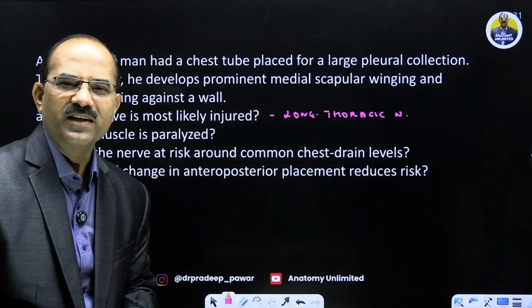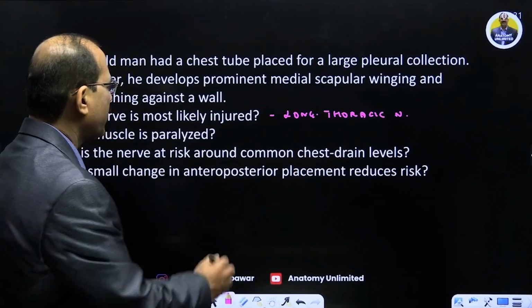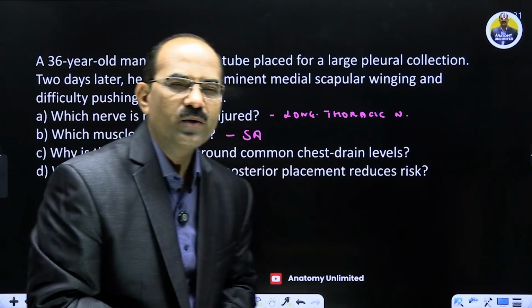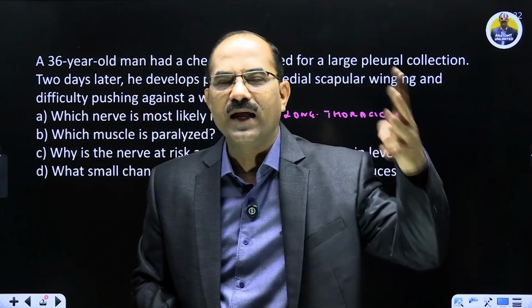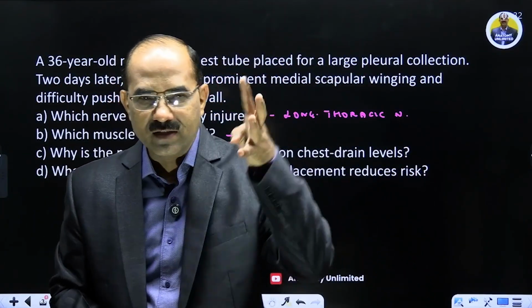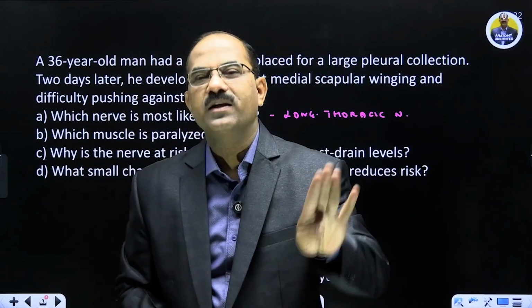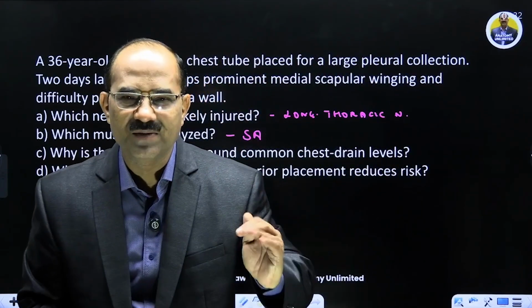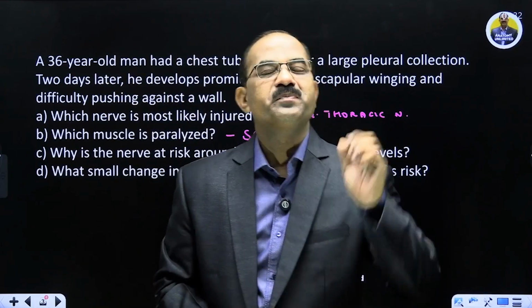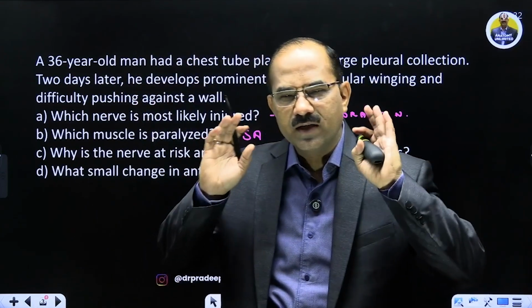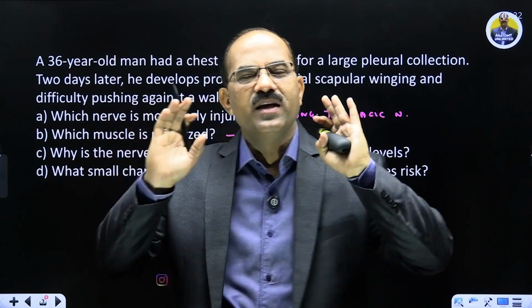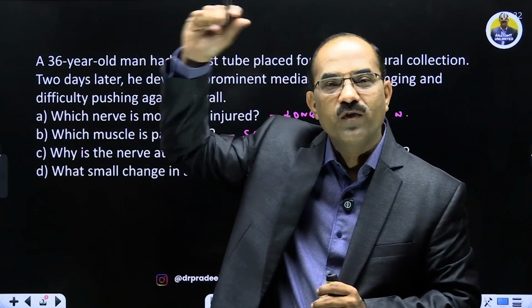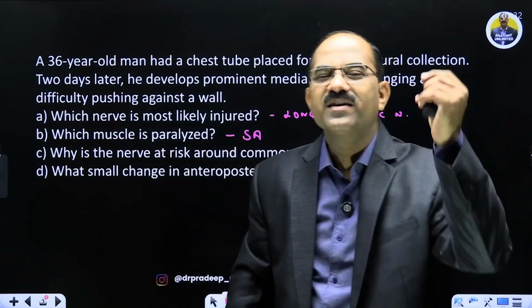Which muscle is paralyzed? Come on, what does the long thoracic nerve supply? It supplies the serratus anterior muscle. You know the origin of serratus anterior. It begins from the lateral aspect of the upper 8 ribs as digitations. And this muscle gets inserted on the medial border of the scapula on its costal aspect. Medial border, costal aspect. What are the actions of serratus anterior? It helps in pushing and punching movements. That is protraction of scapula. Second, it helps in overhead abduction along with trapezius, right?